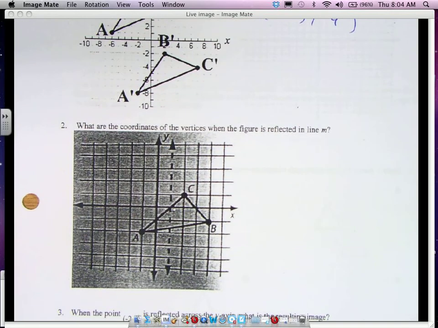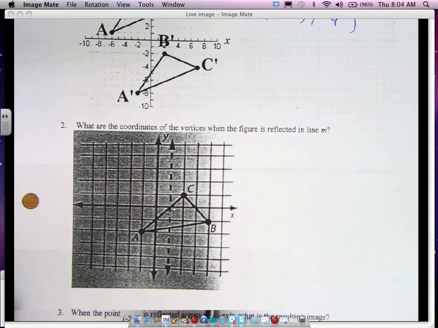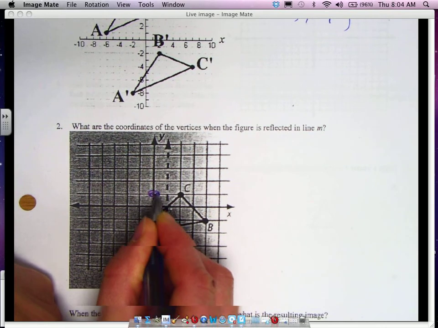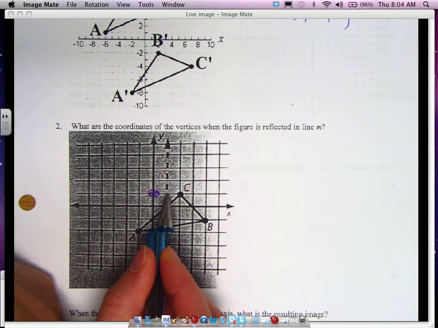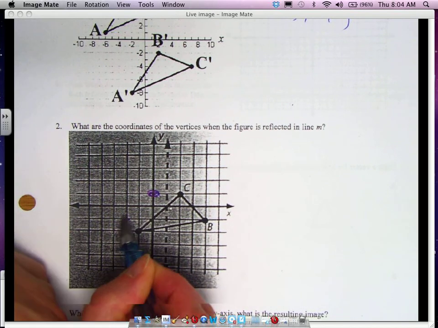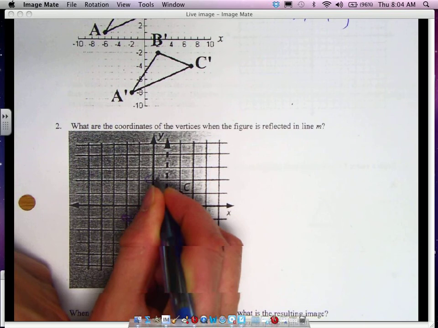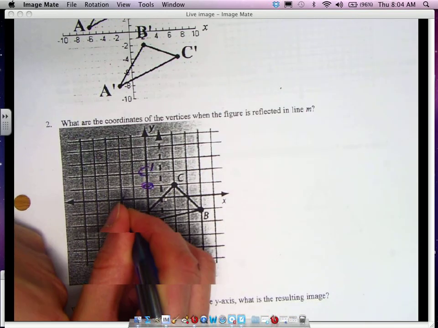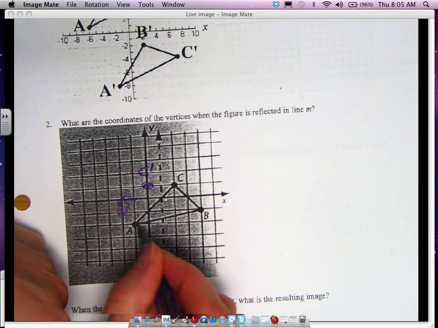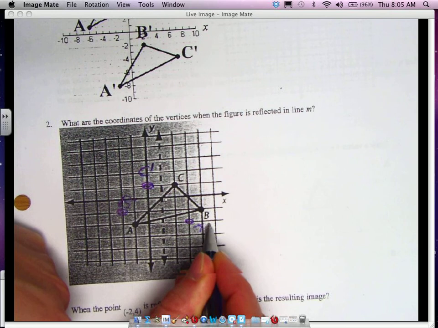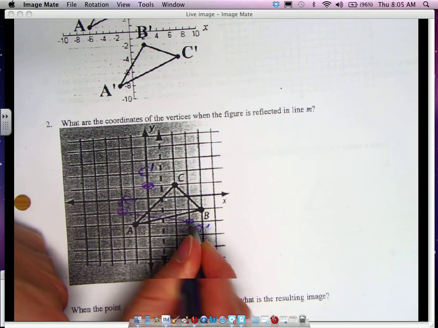We're reflecting it across the dotted line. So I know it's kind of hard to see on here, but basically whatever is on one side, you have to put on the other. So this is 1 away. This is 3 away. 1, 2, 3. So I've got C. Can you guys see it? I know it's dark. The A is 2 away, so it's 2 away on the other side. And then you connect.